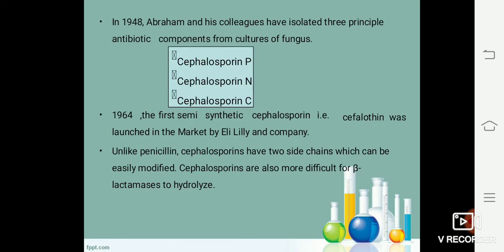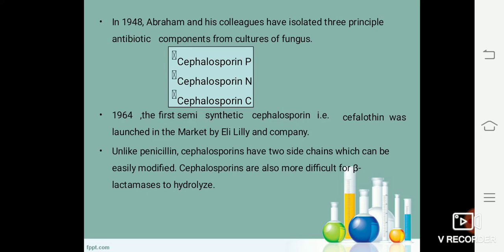Next point is 1948. Abraham and his colleagues isolated principal antibiotic components from the culture of the fungus, that is Cephalosporin P, Cephalosporin N, and Cephalosporin C. These are the three components of the culture of the fungus.